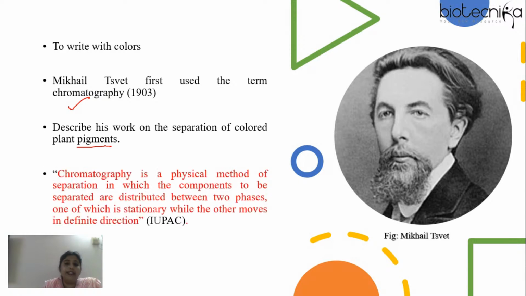IUPAC, that is International Union of Pure and Applied Chemistry, has also defined chromatography as a physical method of separation, where the components to be separated are distributed between two phases, where one is the stationary phase and one is the mobile phase. I'll discuss stationary phase, mobile phase, and analyte all in detail, step by step. But the question arises, why do you need this technique?